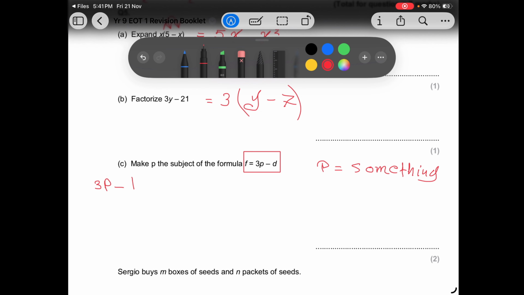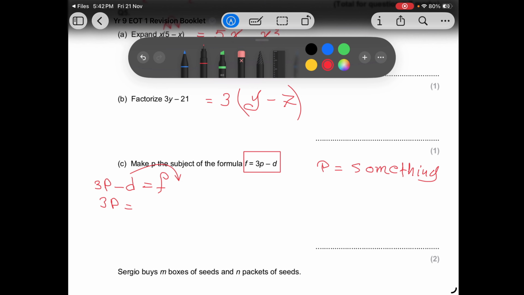3P minus D equals F. And don't worry guys, because I don't change signs. Why I have to change signs? So I just flip the left and right sides of this equation. And remember that I need P alone. So I will move this D to the other side. So it will be like this.